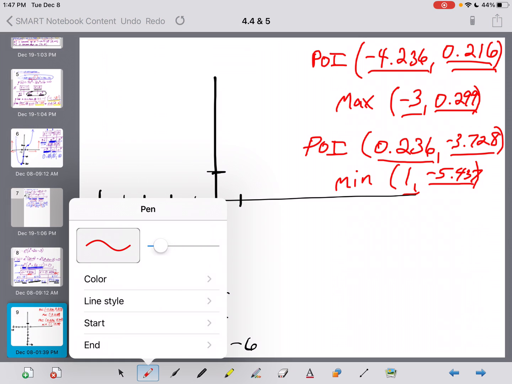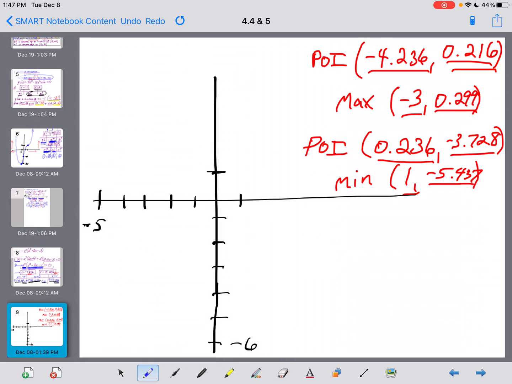Let's work on plotting these 4 points of interest. Okay, point of inflection at negative 4.236, positive 0.216. Kind of a weird one, guys, but I'm thinking that might be roughly right about there. We've got a maximum at negative 3 and then positive 0.299. The important thing is that this point that I'm drawing right now is higher than the point of inflection because its y-coordinate is greater than that y-coordinate. Next point of inflection at x equals 0.236, so just to the right of the origin, and then down about 3.5, 3¾ units. So that's going to get us roughly right about there.